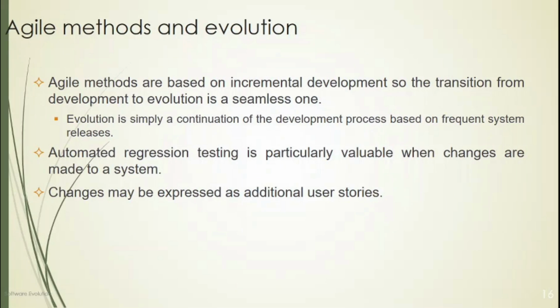So, agile methods and evolution. In the agile method and evolution process, agile methods are based on incremental development. So the transition from development to evolution is seamless. Evolution is simply a continuation of the development process based on frequent system releases. Agile is a software process method, like the waterfall model and the incremental model. Agile method is also related to that.